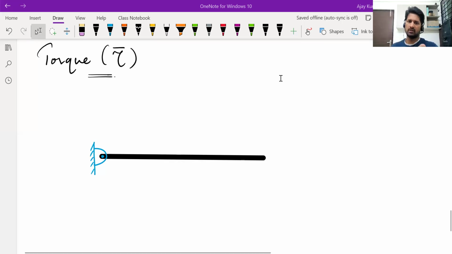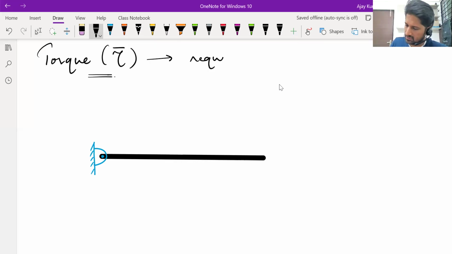You want to make it rotate. But for rotation also, a force is needed. So torque requires a force. To change the rotational state of a system also, you need a force. Fine. So torque arises from a force itself. Torque is basically something which changes rotational state, but force is needed to change rotational state. So torque depends on force, or torque requires force.